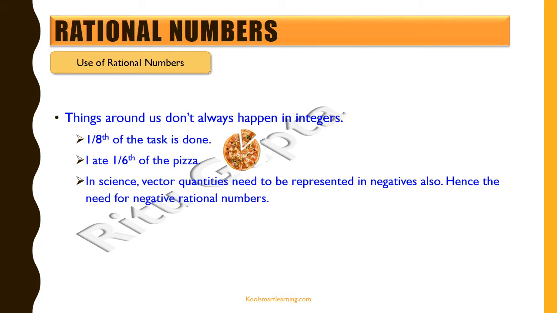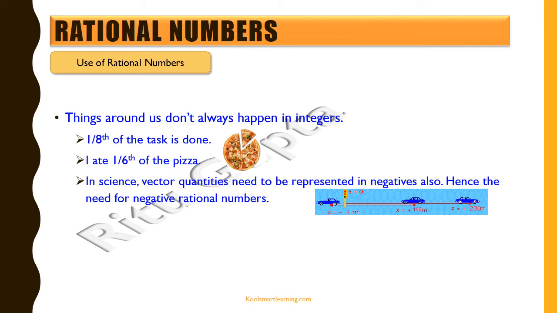So yes, in science, the vector quantities are there which need to be represented in negatives also. Hence the need for the negative rational number. So if we say that a car is moving from its point, if it moves in the left direction, then it's moving in a negative direction, and if it's moving in the right direction, it is moving in the positive direction. Now you cannot say that it has moved 5 meters without telling the direction, right? Supposing somebody is moving from his school to his home. Now you need to know the direction. If a person tries to take a direction opposite to the direction of his home, now he is farther away.